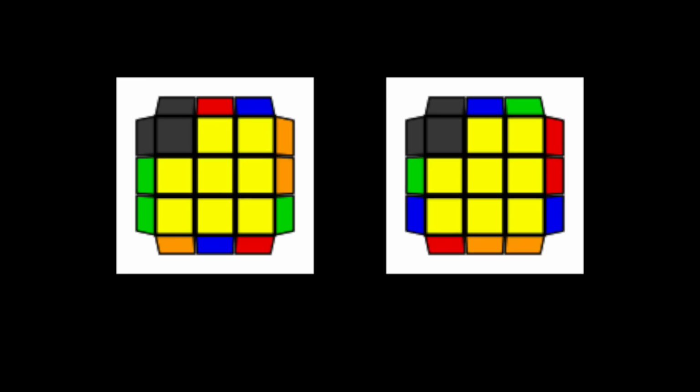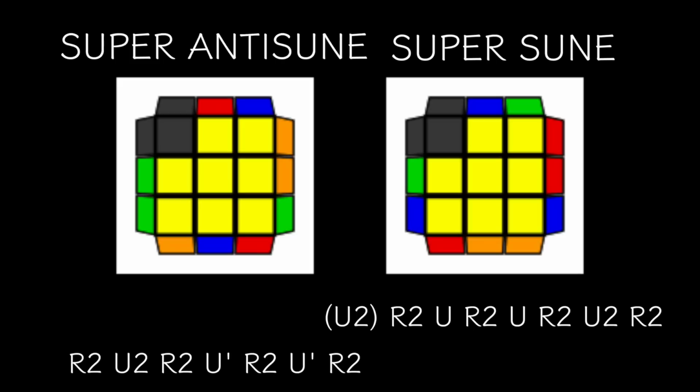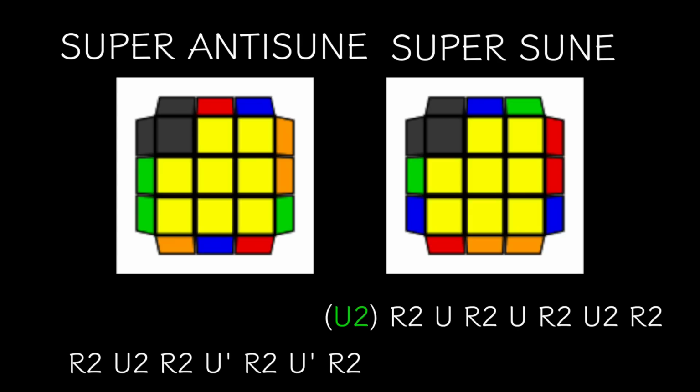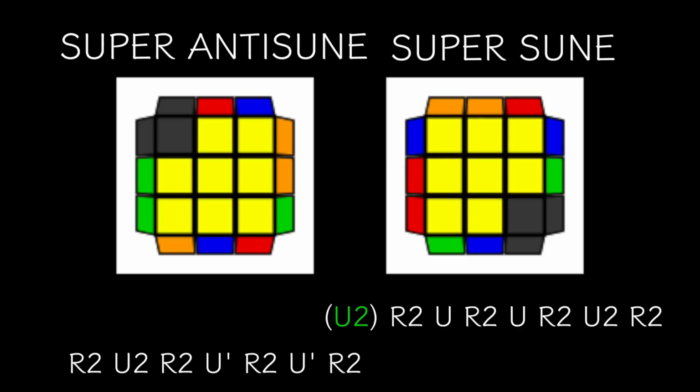Number 2. Use mnemonics. For example, here are 2 TTLL cases. One of them is solved using a supersoon, and the other one with a super anti-soon. However, to solve supersoon, you need to do a U2 AUF before the algorithm. The memory trick I use to distinguish between these two cases is this. You don't do 2 U2s in a row, which is why the U2 goes with the supersoon, not the super anti-soon. And there needs to be a 1x1x2 block in the front left, which is why this case is supersoon. You have to do a U2 to bring the block to the front left.